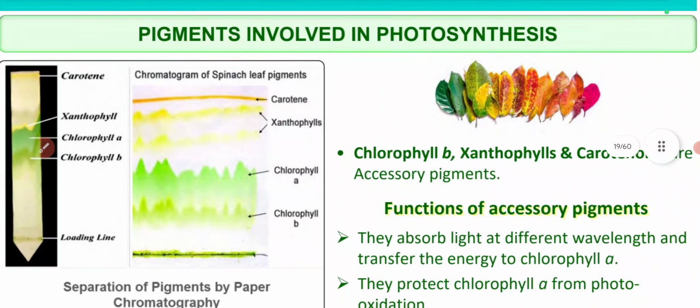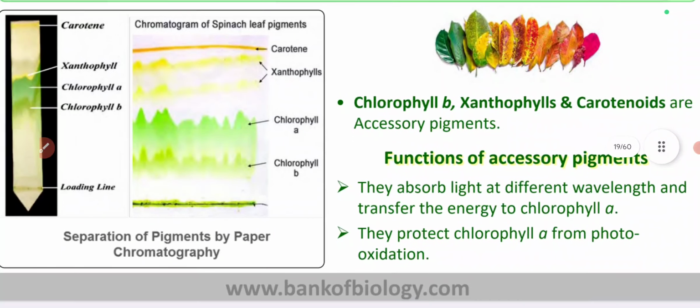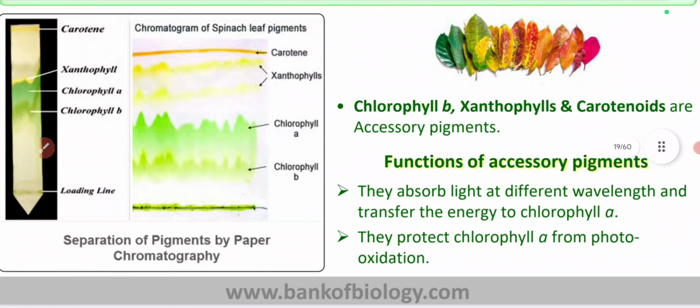Next, chlorophyll b, xanthophylls and carotenoids are accessory pigments. Remember the term. The function of accessory pigments: they absorb light at different wavelengths and transfer the energy to chlorophyll a. They also protect chlorophyll a from photooxidation.